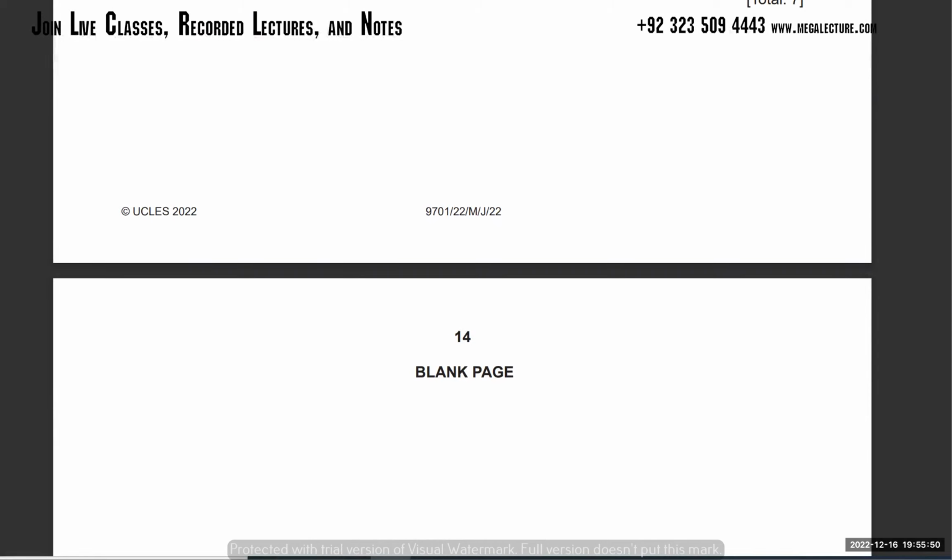तो वीकेंड का मैं दे रहा हूँ कि वीकेंड पे do this one: 9701 March 22 question paper 1-2, just the organic questions, and also the paper 2 version as well, ठीक है?